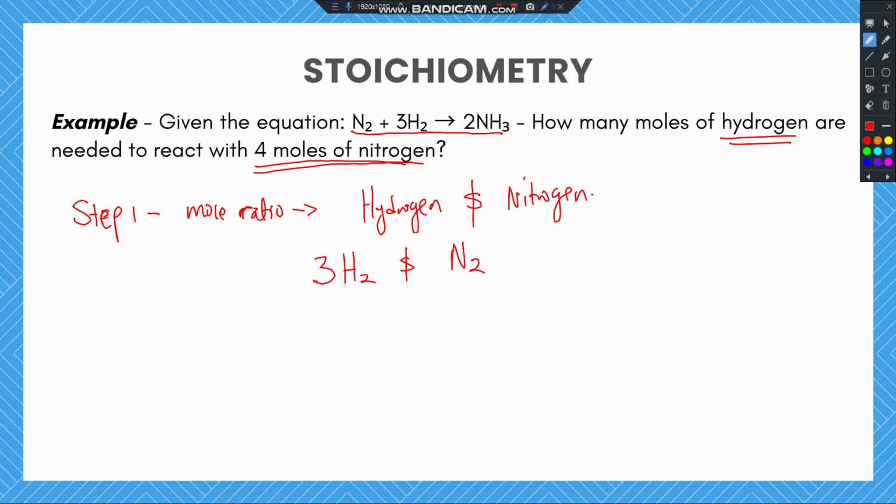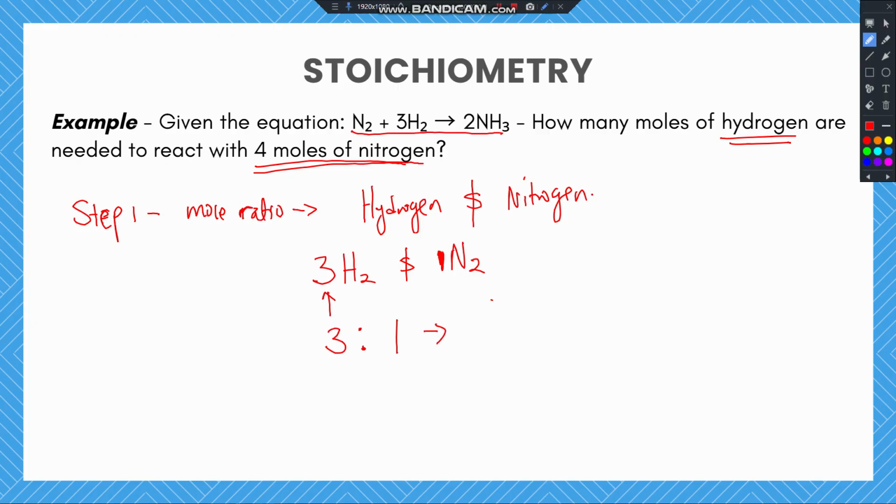And from the equation, you can see hydrogen has a coefficient of 3 standing in front of it, and nitrogen has a coefficient of 1 because there is nothing basically in front of nitrogen. So that leaves us with 1. So this is the mole ratio. What does the mole ratio mean?